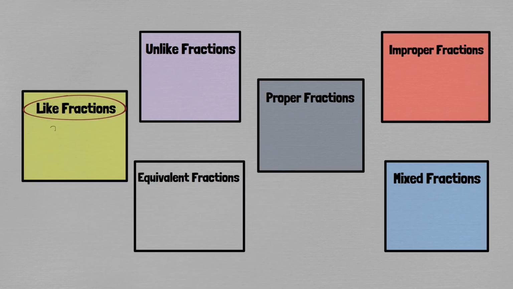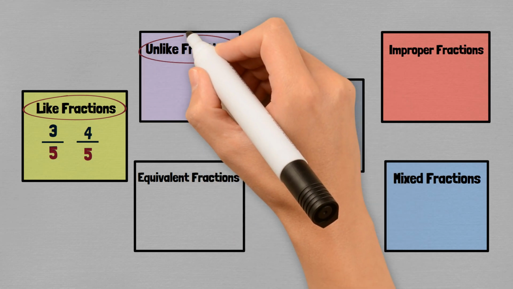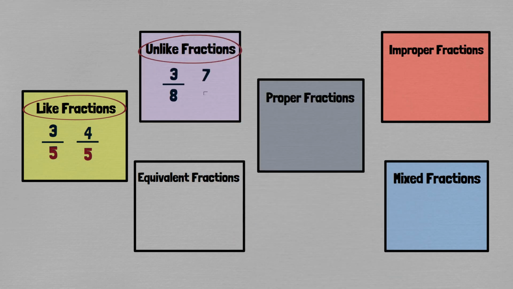If two fractions have the same denominators, we say that they are like fractions. For example, 3 over 5 and 4 over 5. However, if the denominator of the fractions we are working with are different, then we have, you guessed it, unlike fractions. Examples of such are 3 over 8 and 7 over 5.